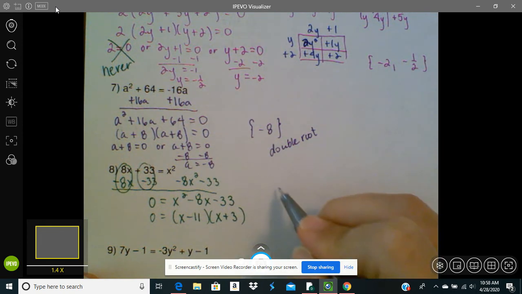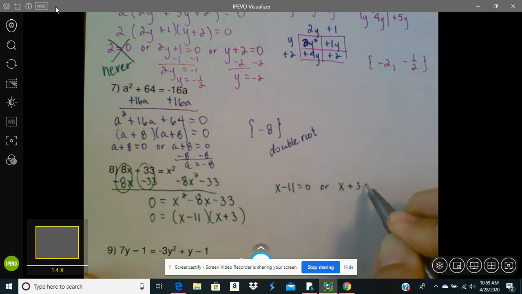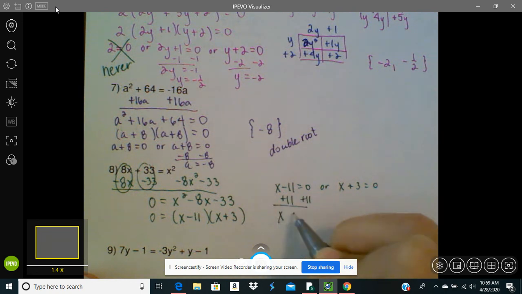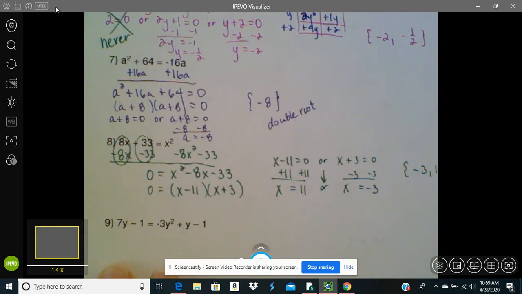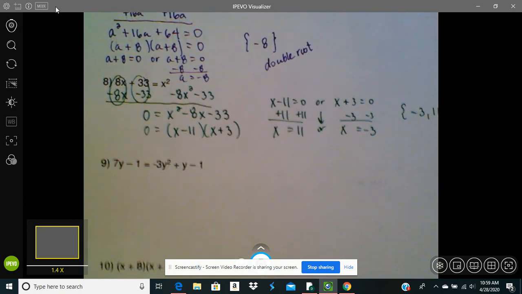So from here, I know that either x minus 11 equals 0 or x plus 3 equals 0. So we'll add 11 to both sides and get x equals 11, or we'll subtract 3 from both sides and we'll get x equals negative 3. So my solution is negative 3 or 11. All right, same thing happens here. Remember, this is the zero product property. So I need this thing to equal 0 somewhere.